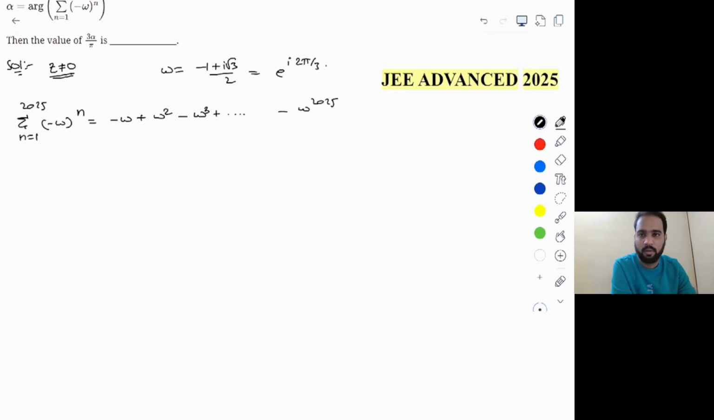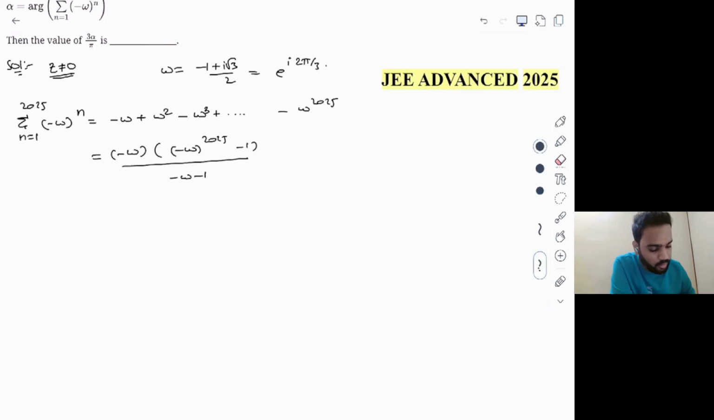Okay, and we know how to find the sum of n terms of a geometric progression. So let us do that. So a into r to the power n minus 1, divided by r minus 1: that is minus omega multiplied by (minus omega) to the power of 2025 minus 1, whole divided by minus omega minus 1. Now let's try to simplify. First, if I cancel out the minus sign in both numerator and denominator, the remaining part will be omega by omega plus 1 multiplied by, now this will be minus omega to the power of 2025 minus 1.